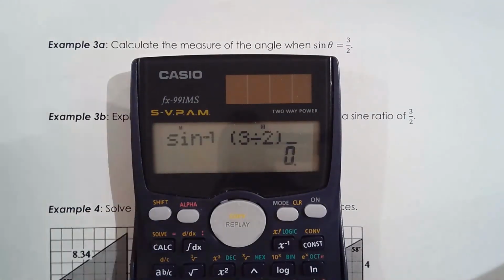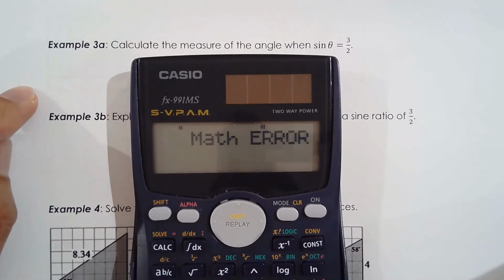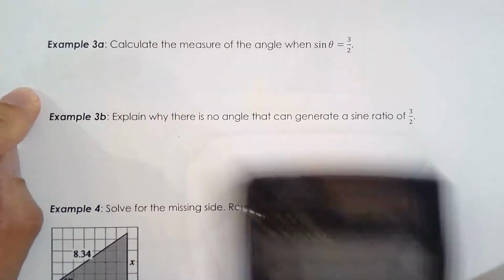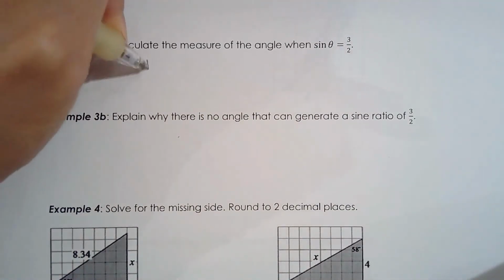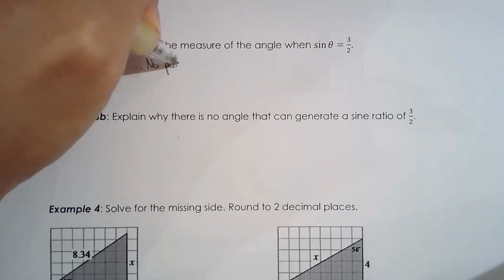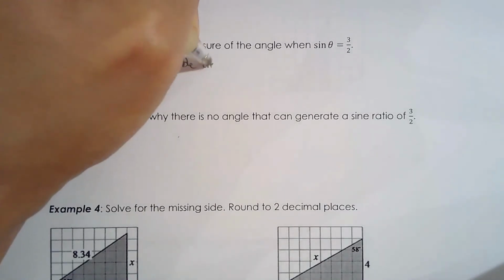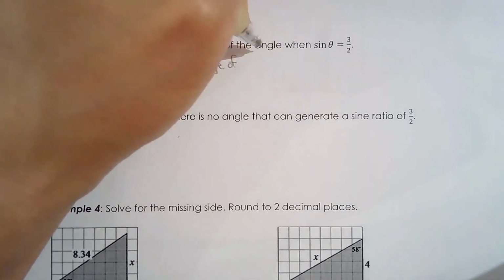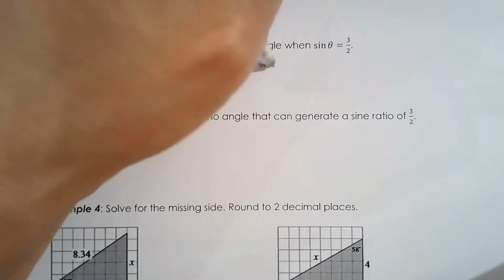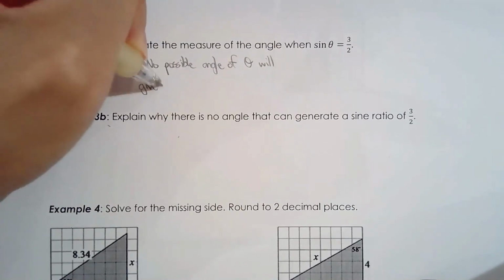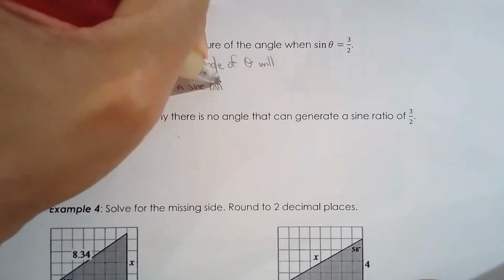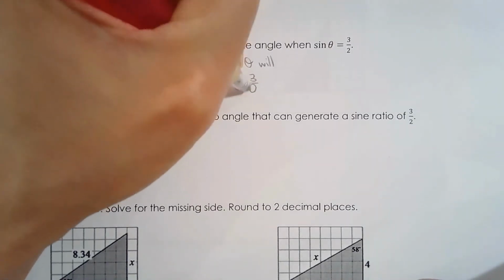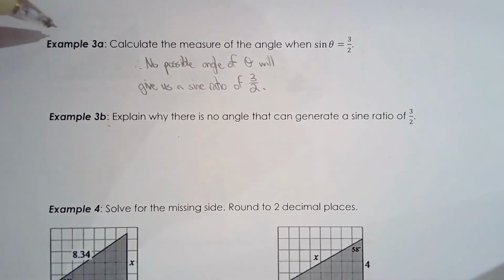So inverse sine of 3/2. Ooh, math error. So what does that mean? The calculator is actually saying to us, no possible angle of theta will give us a sine ratio of 3/2. So why is it not possible to give us a sine ratio of 3/2?